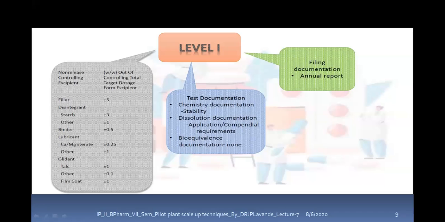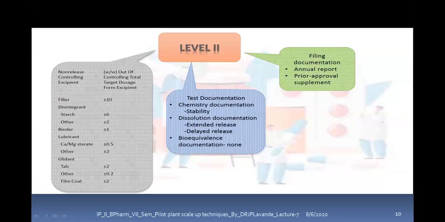In case of glidants, for the glidants like talc, it is less than or equal to 1. If it is others, it is less than or equal to 0.1, and for film coating, it is less than or equal to 1.